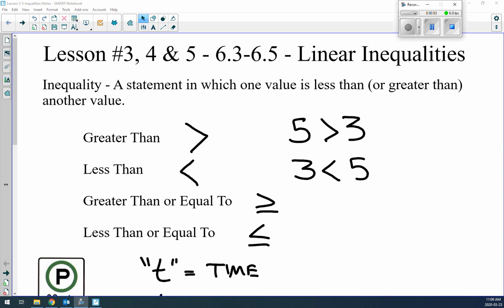Okay, so this lesson is quite a large lesson, so we're going to break it into parts A, B, and C. So part A will just be the first 2 pages here. What we have here is 6.3 to 6.5, linear inequalities.